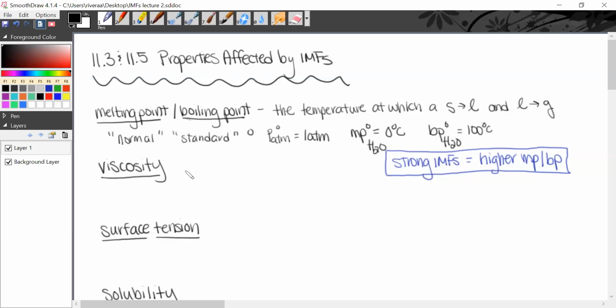Next property is viscosity. Fancy definition: resistance to flow. We only talk about flow with fluids or liquids. So this is a property only important when we're talking about liquids. You can think of resistance to flow as stickiness. That's the not fancy word.